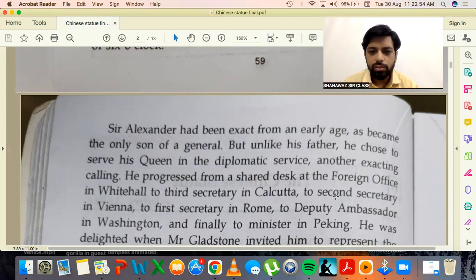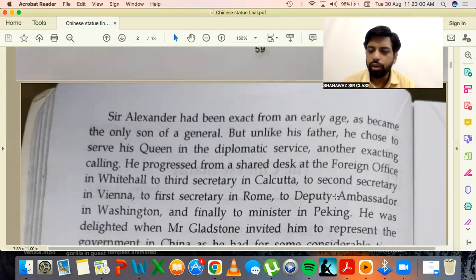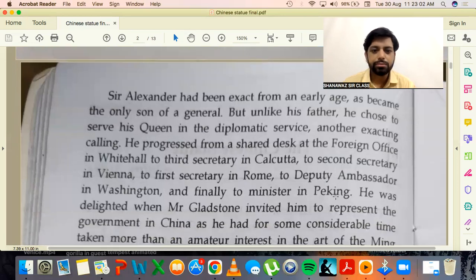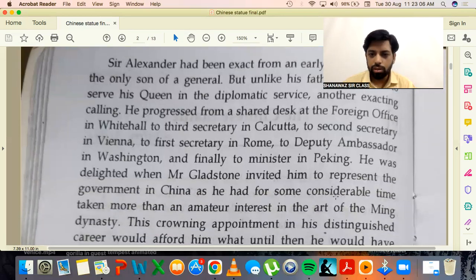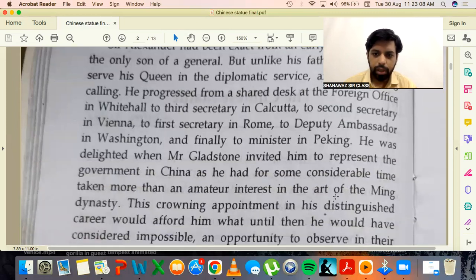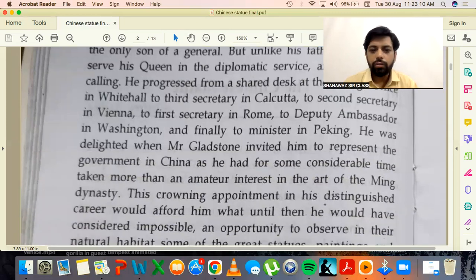He progressed from a shared desk, पहले वो डेस्क में काम किया. He was secretary in Calcutta because England used to rule in India at that time. Then he was sent to Rome, and then he was sent to Washington. Then he was sent to Peking. He was delighted when Mr. Gladstone invited him to present him the government in China. Then he was given the duty of becoming an ambassador to China.